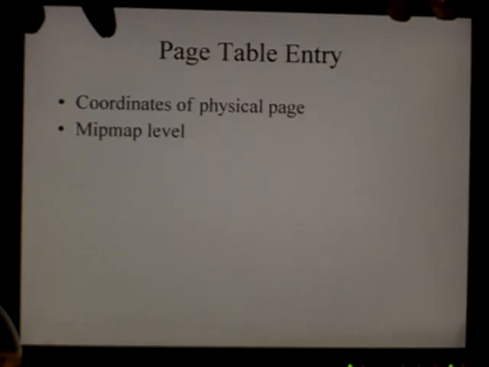To make that work, in the page table entry, this texel is going to actually contain the coordinates of the physical page, and it's going to contain the Mipmap level. And that way we have all the data available in the page table entry, so when we copy the page table entry around, we get exactly what we need.